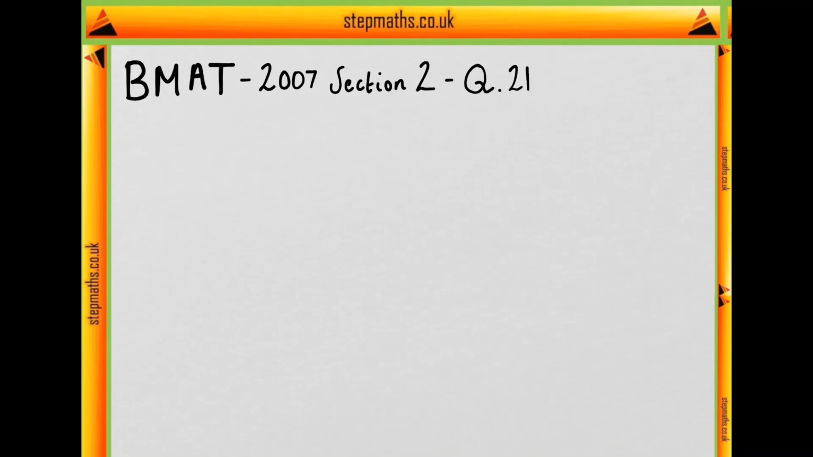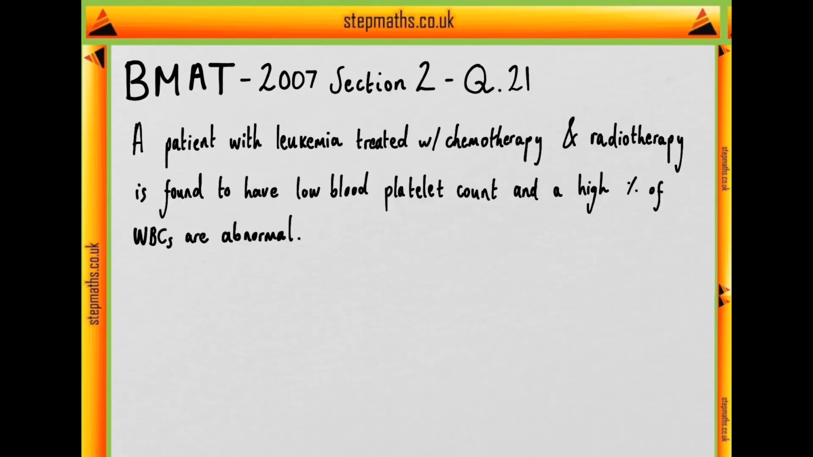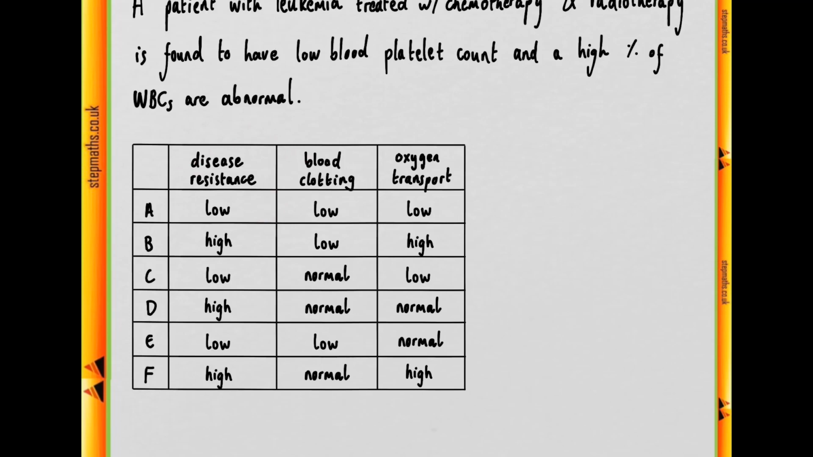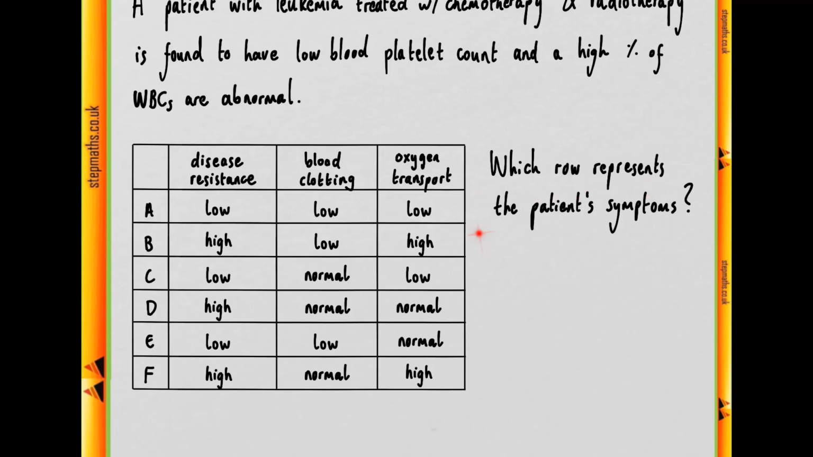In question 21, we're told that a patient with leukemia is being treated with chemotherapy and radiotherapy, and they're found to have a low blood platelet count and a high percentage of white blood cells that are abnormal. We're then given this table here, with the columns representing disease resistance, blood clotting, and oxygen transport, and we're asked to find out which row represents the patient's expected symptoms.